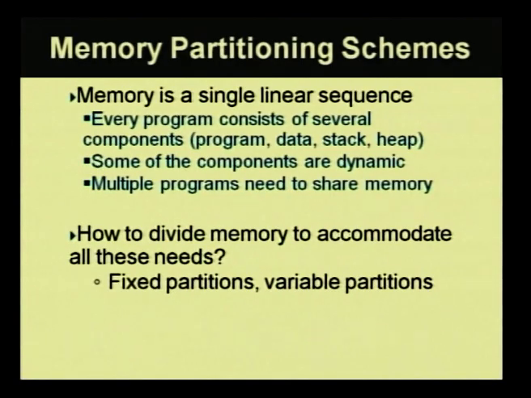How do we divide the available memory space to accommodate all these needs? Therefore, there are 2 approaches in an operating system: fixed memory partitioning and variable memory partitioning. As the name indicates, fixed partitioning means there is a stable partition within your memory. Variable partitioning means the partitioning inside the memory can vary during the mapping of programs to the main memory. We will now discuss fixed partitioning in detail.